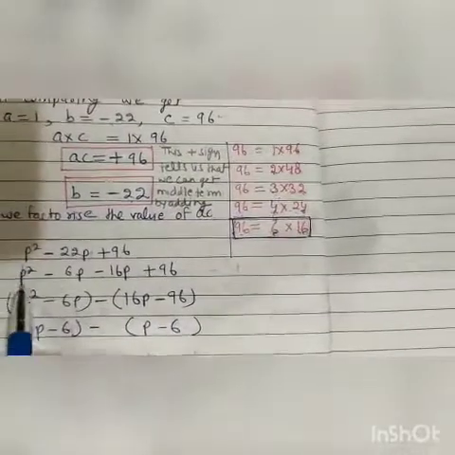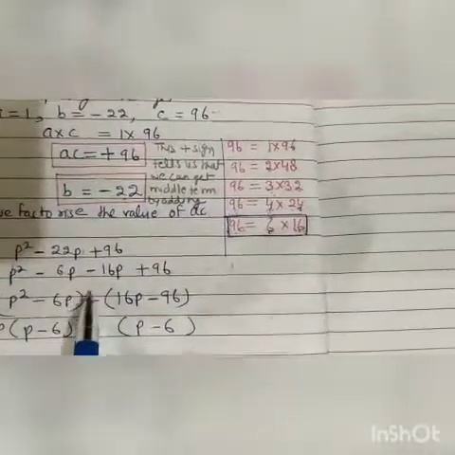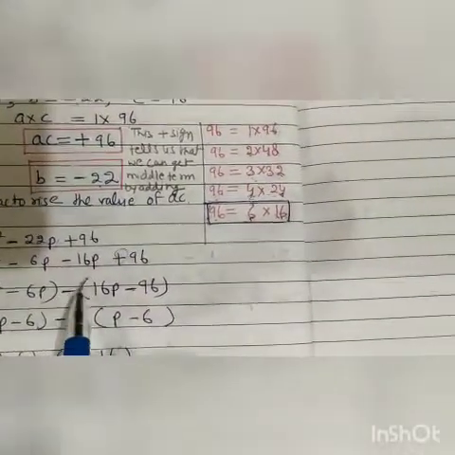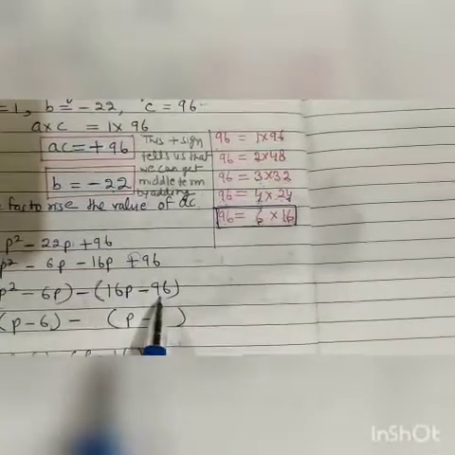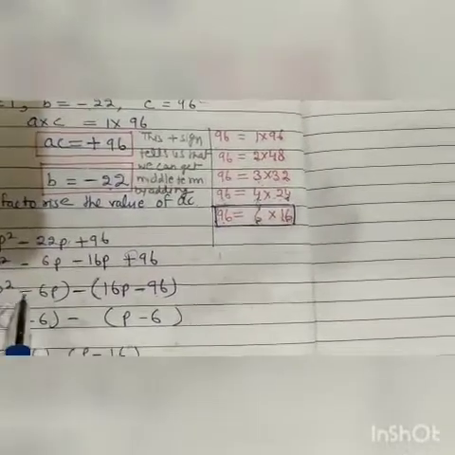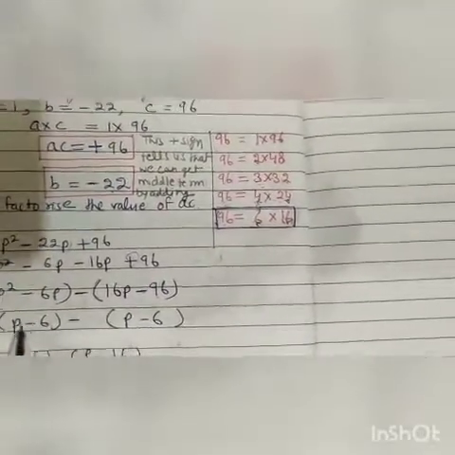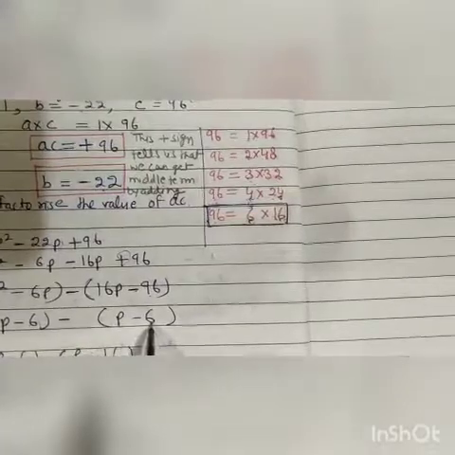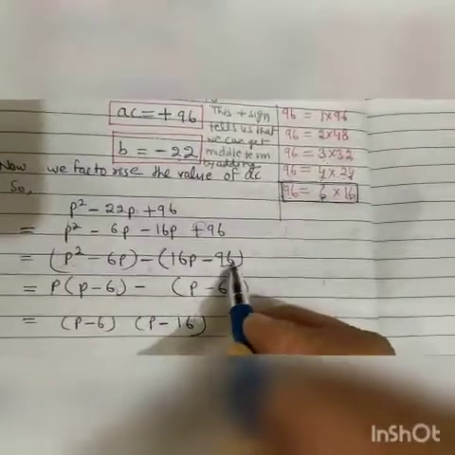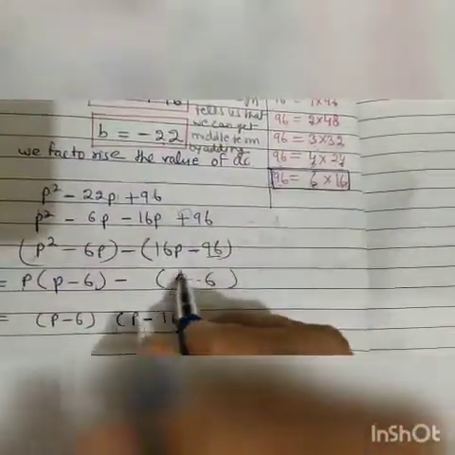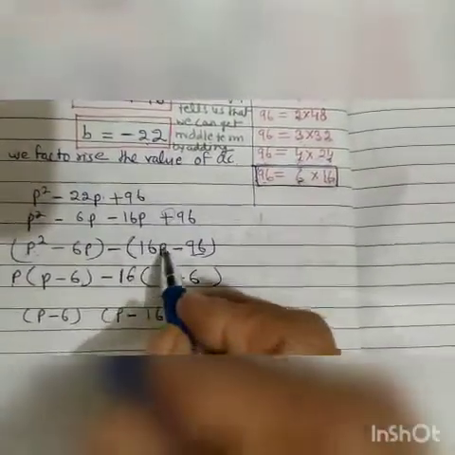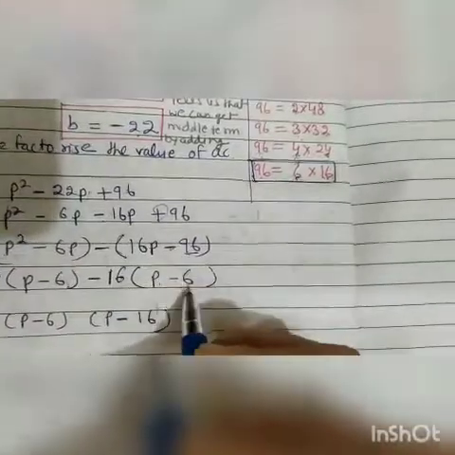Now make groups. p square minus 6p. Then minus 16p, this sign will change to minus because there is a minus sign outside the bracket. It will become minus 96. Now take common. From the first bracket we take common p. So p is left here, minus 6. Then minus, write this p minus 6 in the second bracket also. And think, how can we get 6 here? If we divide 96 by 16, 16 6s are 96. So we can take 16 as common. So 16 16 cancel, p left here, minus 16 6s are 96.